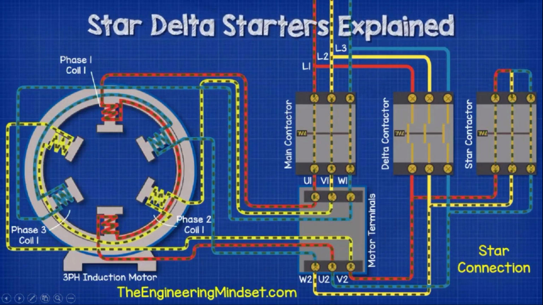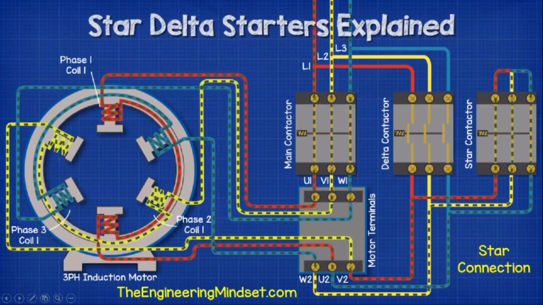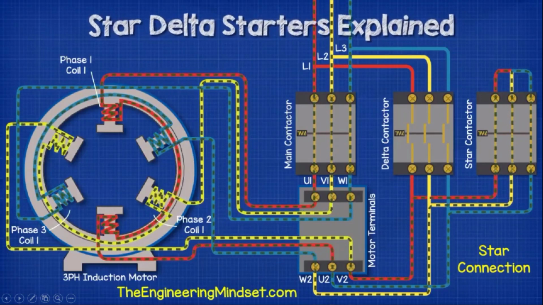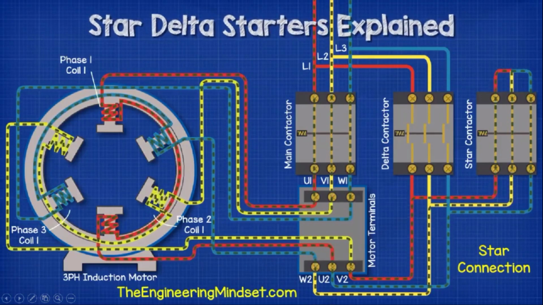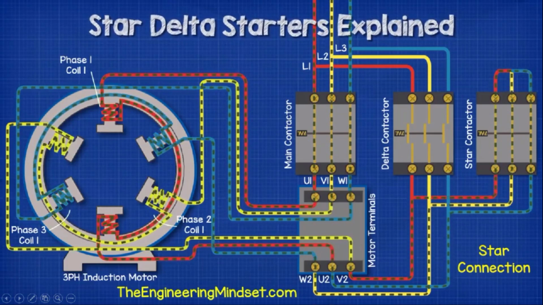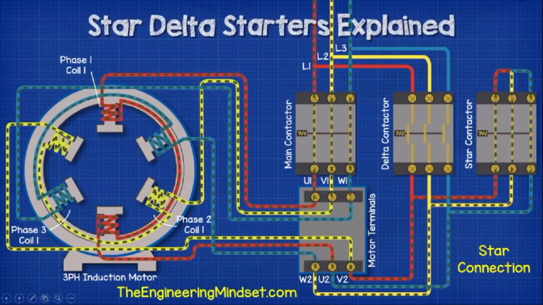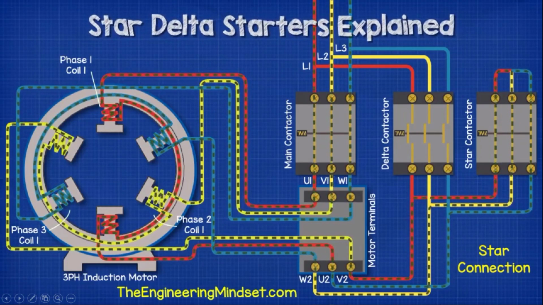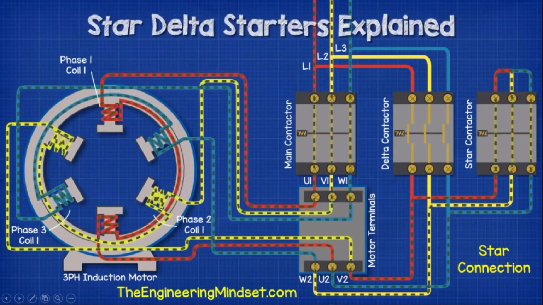Now when we pass electricity through the circuit, the electricity passes through each phase and coil and then out through the motor terminals and into the star contactor where the path of the electrons is shared. This allows them to flow in and out of another phase as the direction of each phase changes. This star connection method will run for a few seconds before switching over to delta.